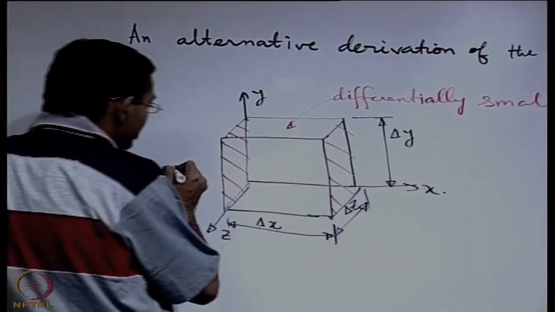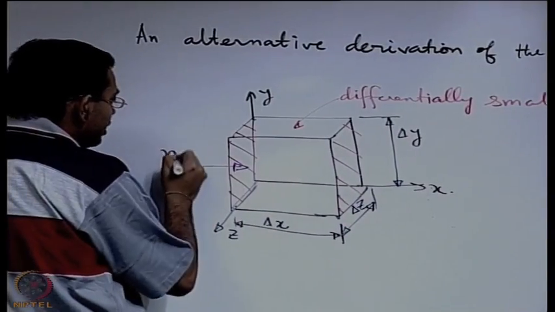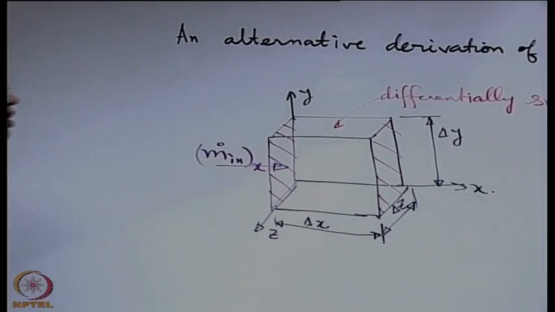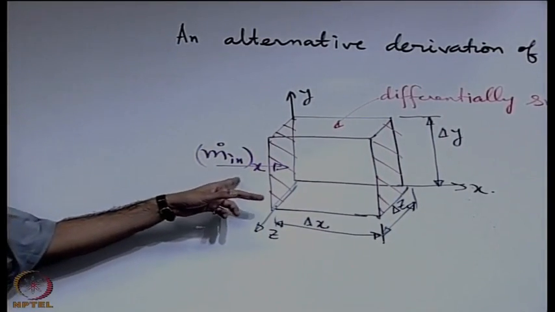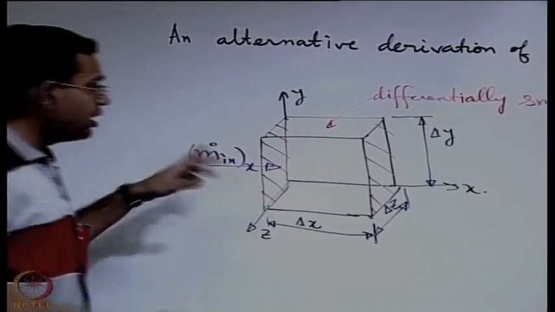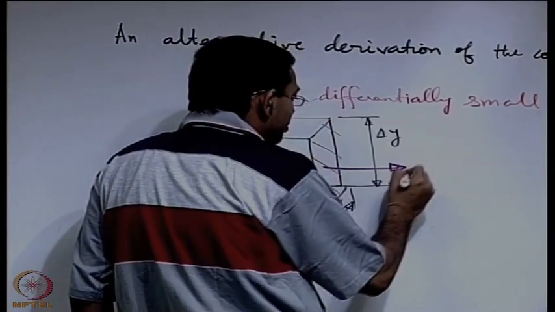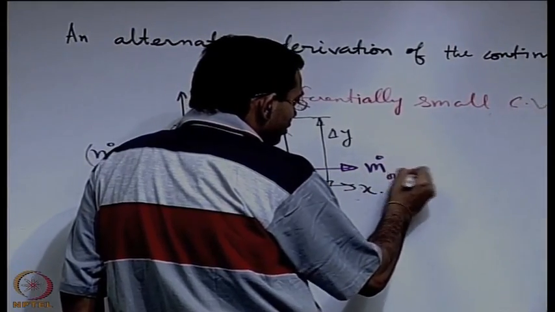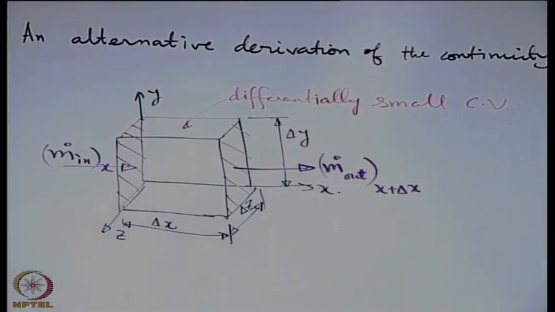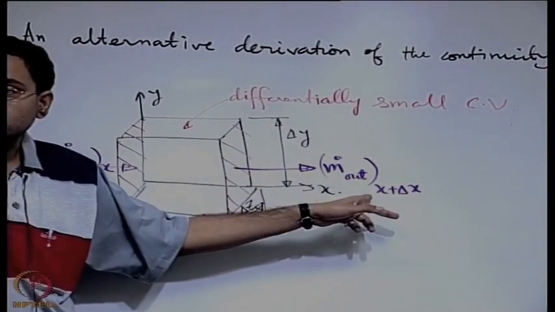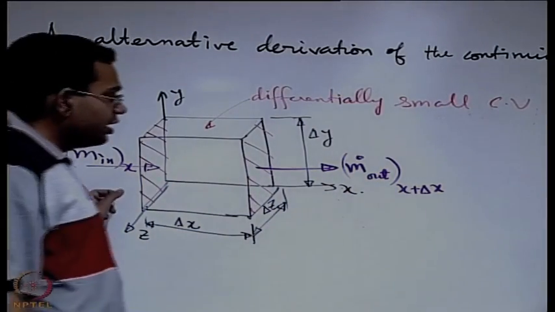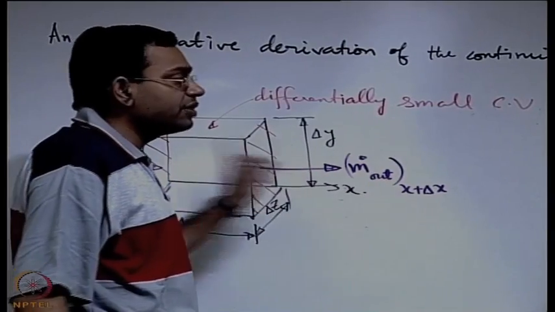So, there is some mass flow rate that enters the control volume along x. Let us symbolize that in this way. Across the opposite phase, say there is some mass flow rate that goes out, and that occurs at x plus delta x. If this is x, this must be x plus delta x. So, how do we characterize the difference between these two?